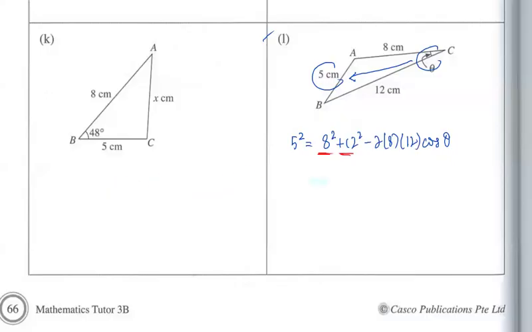Now, the proper way of doing this is to move your 8 squared and 12 squared to the other side. It becomes subtraction, so 5 squared minus 8 squared minus 12 squared. Then this is a product, so when you move it to the other side, you need to divide. So this is divided by -2 times 8 times 12. Key this whole string into your calculator, and you get theta equals 17.6.